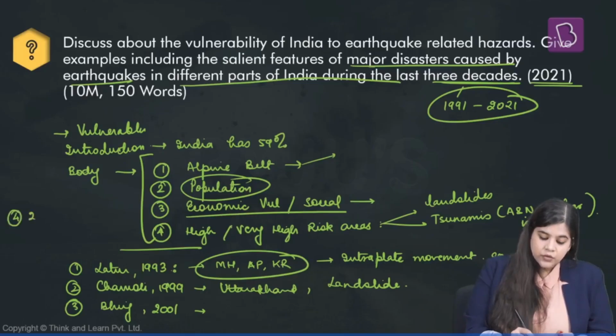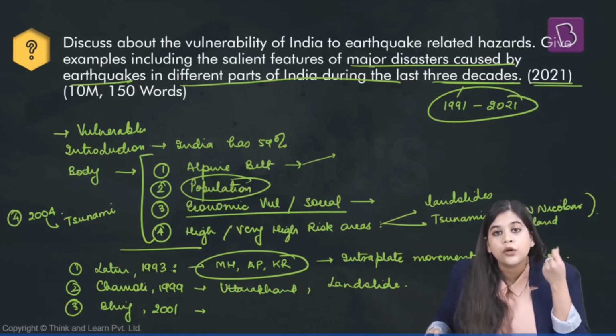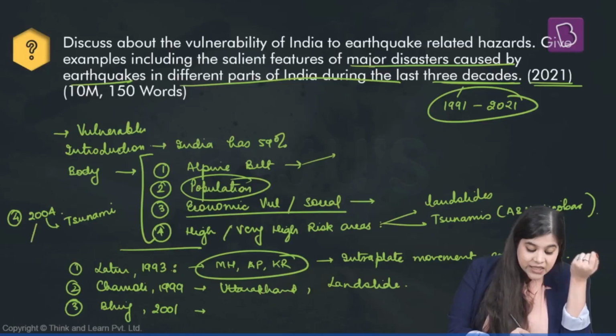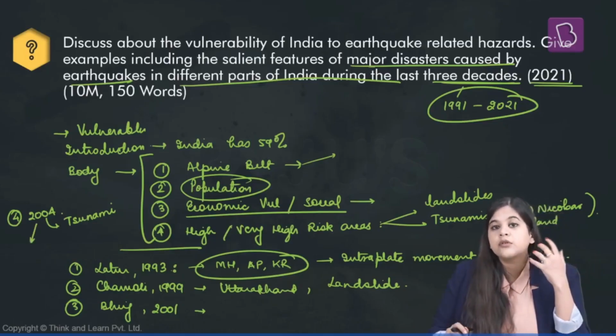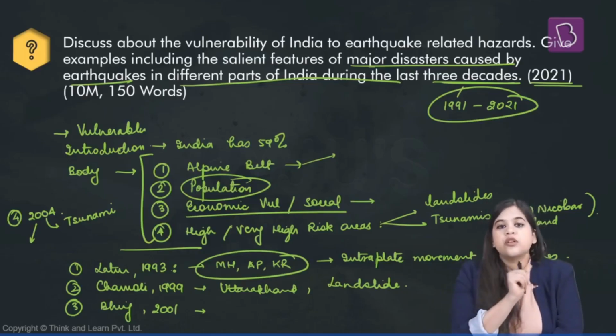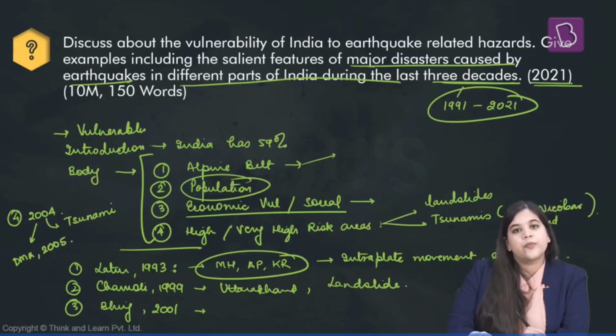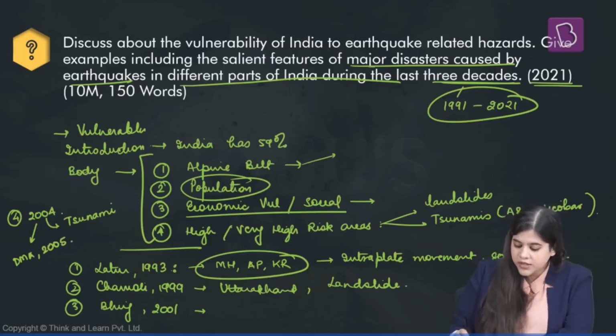Next, we have the 2004 earthquake, which led to a tsunami. Before 2004, Indians did not even know about something called a tsunami. And this tsunami event, or the earthquake event of 2004, was actually responsible for pushing the Indian government to enact the Disaster Management Act of the year 2005. After this, in 2005, another earthquake hit Jammu and Kashmir.